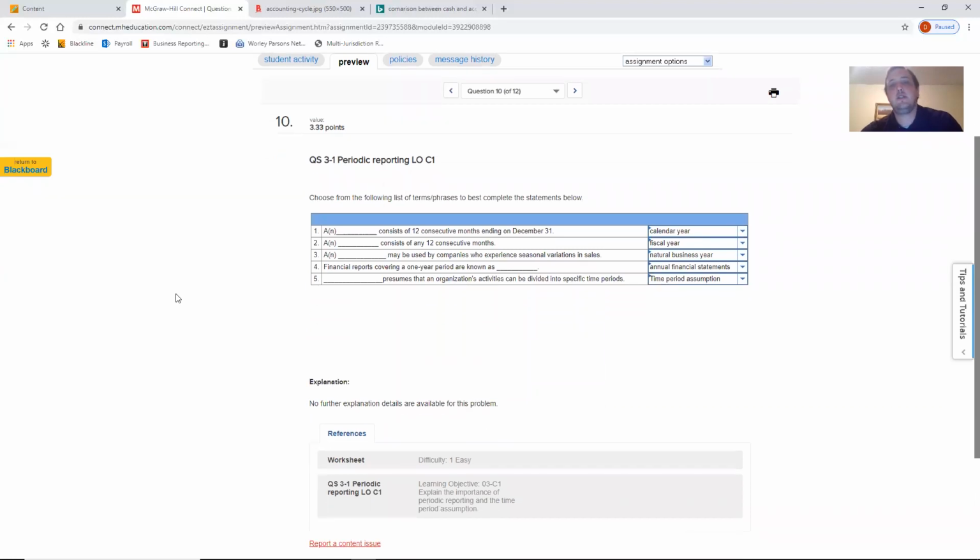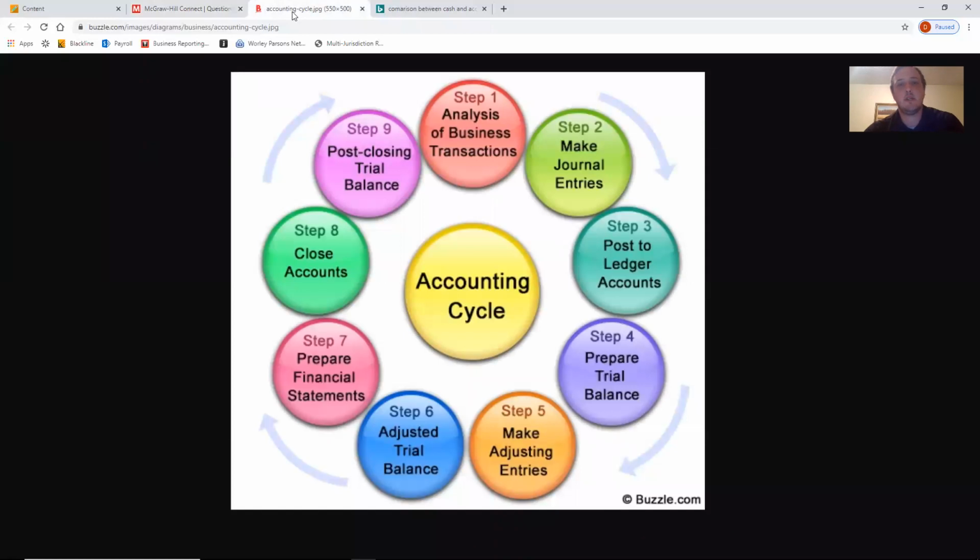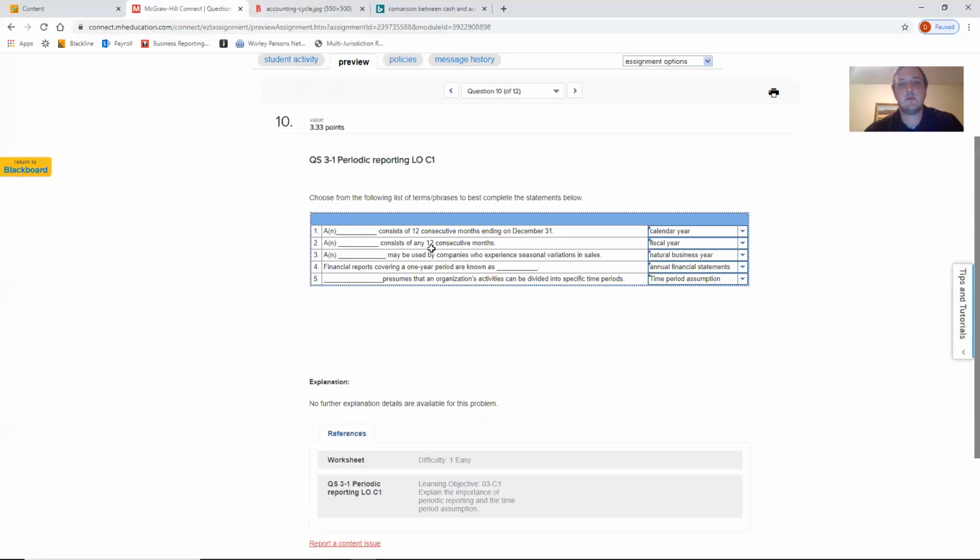And here you just need to know the definitions of each of these. So if we have 12 consecutive months that end on December 31st, very specific, has to end on December 31st, that's noted as the calendar year. Not all businesses use the calendar year for reporting their accounting cycle. A lot of those try to trail off. So my company, we prepare financial statements every June 30th. So for that, our fiscal year is still 12 consecutive months, but the fiscal year is going to end on June 30th for us.